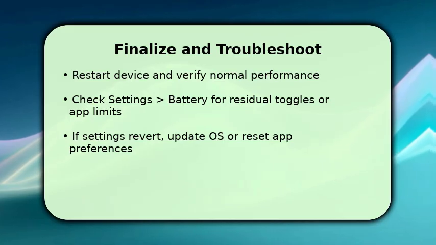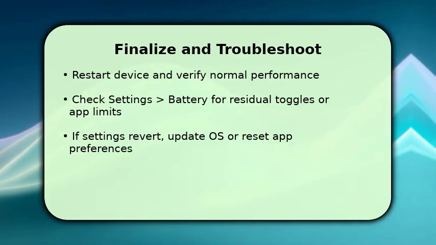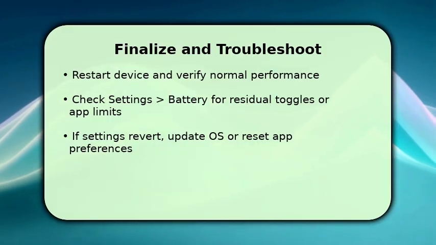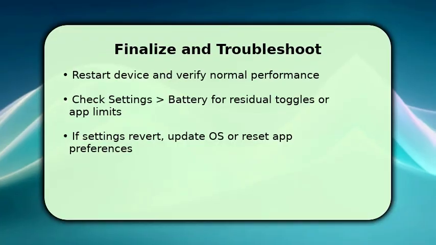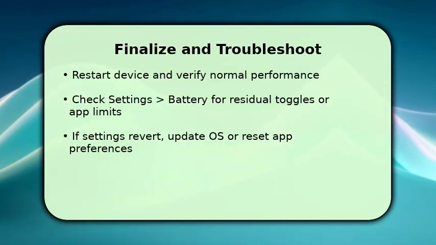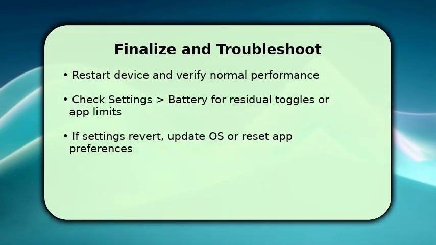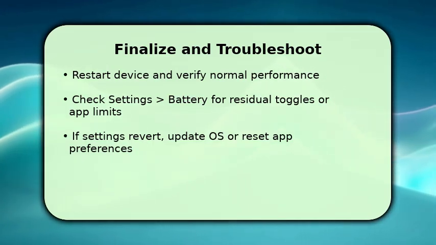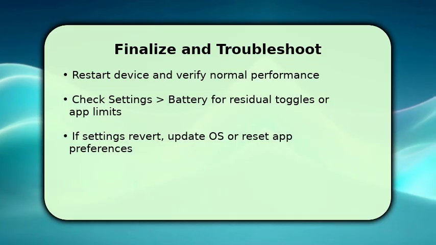Next, revisit Settings Battery to confirm no residual toggles or per app limits remain. If power saving returns unexpectedly, make sure the system is up to date. Then reset app preferences or reset network and system settings as a last resort. This troubleshooting tip fixes glitches where profiles revert.